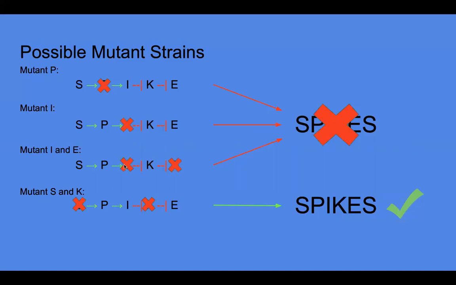If I and E aren't working properly, there's nothing to inhibit K, but it doesn't even matter because the E gene isn't functional in the first place. For a third time, no spikes are produced. In our fourth scenario, S and K are non-functional. Without S, P and I cannot be activated, and therefore nothing is inhibiting K. Thankfully for the spiny beetle, however, K is already non-functional, and therefore E is unimpeded. This scenario actually does allow for spikes to be created.